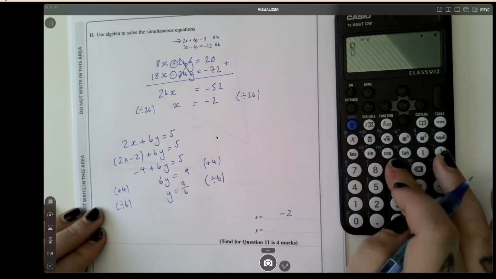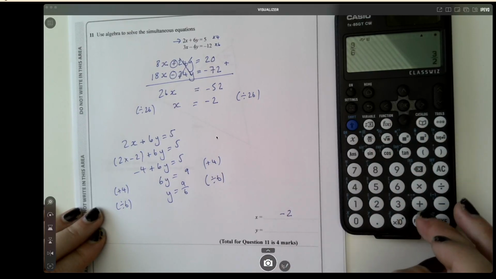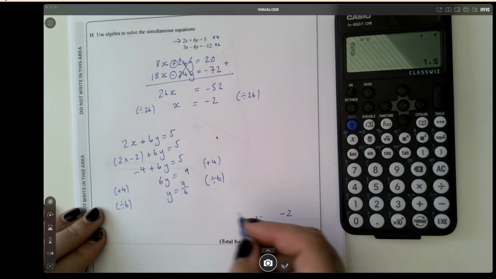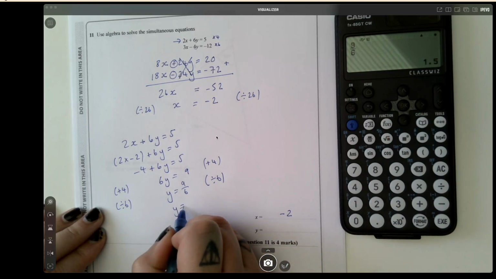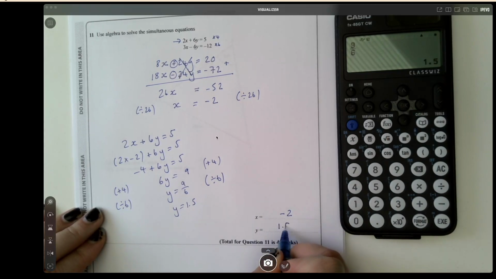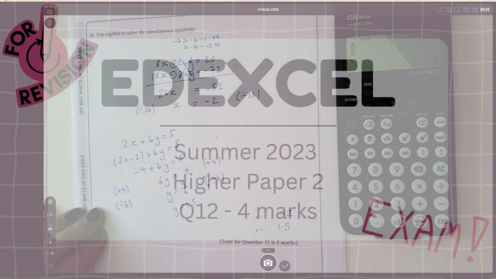Now if I put 9 over 6 in my calculator, I can convert it into decimal form. You could write 9 over 6 on your answer line though, it's equivalent, but it's also equal to 1.5. So I'm going to put 1.5 on my answer line.